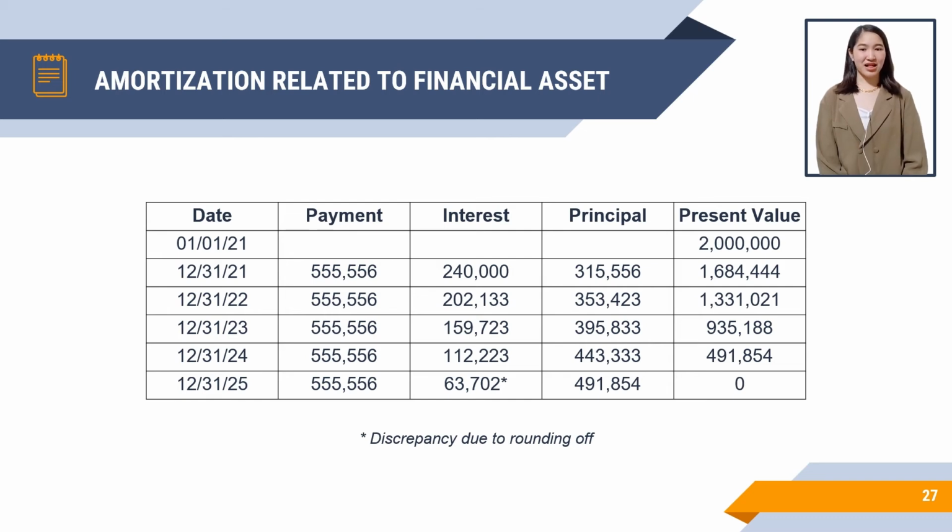To get the present value of the financial asset naman for December 31, 2021, which is 1,684,443 pesos, all we have to do is just minus the principal at December 31 from the present value at January 1. So, laging ganun lang, ibabawas mo lang yung principal sa present value ng prior period to get the present value of the current period. Sa same computation lang every end of the year hanggang sa mag-arrive tayo sa zero kasi syempre, supposedly at the end of the lease term, dapat bayad na ng seller lessee yung lease liability niya.